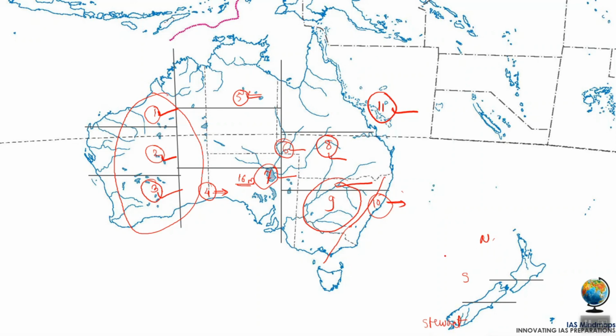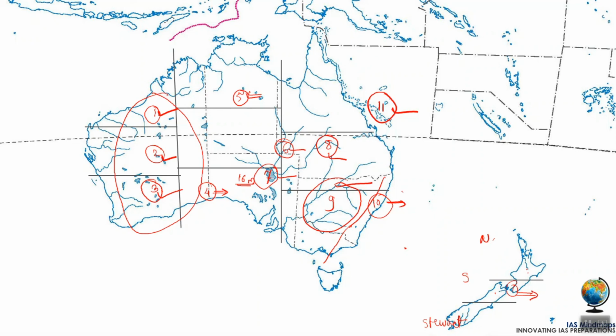Australia and New Zealand are separated by the Tasman Sea. So these three islands are also separated by some smaller water bodies. Let's see first. North Island and South Island are separated by Cook Strait, and South Island and Stewart Island are separated by Foveaux Strait. So we have seen important deserts, important lakes, important basins, important rivers.